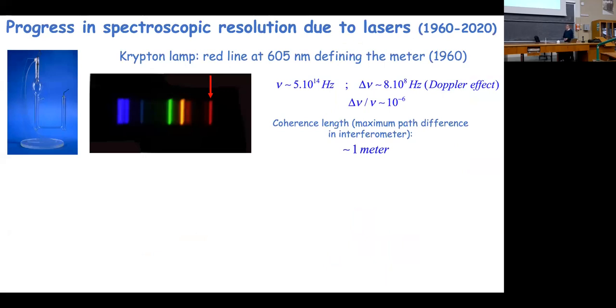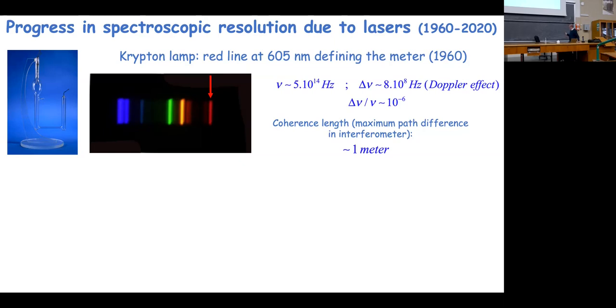Just to give you an idea of the progress which has been made during the last 60 years, I show you here what was the best source of monochromatic light before the lasers. This is a krypton lamp. So you have here a krypton in a cell. An electric discharge excites the krypton atoms and they emit lines. And you see here a red line. This red line was the standard of length before the lasers. In fact, the meter was defined as a multiple of the wavelengths of this line. So this red line was used in an interferometric Michelson apparatus to measure the meter.